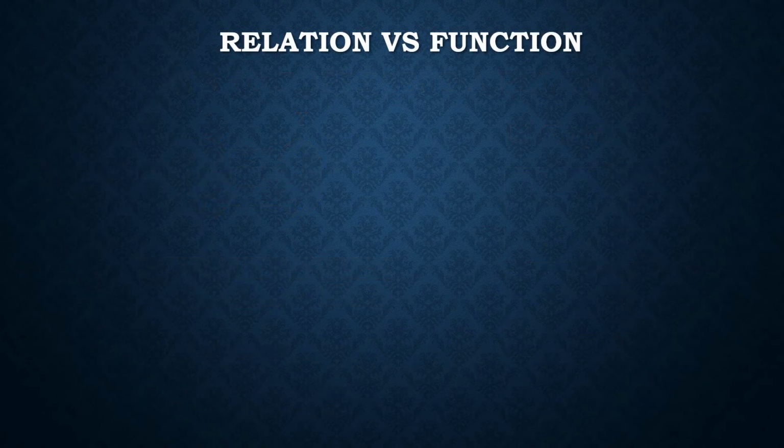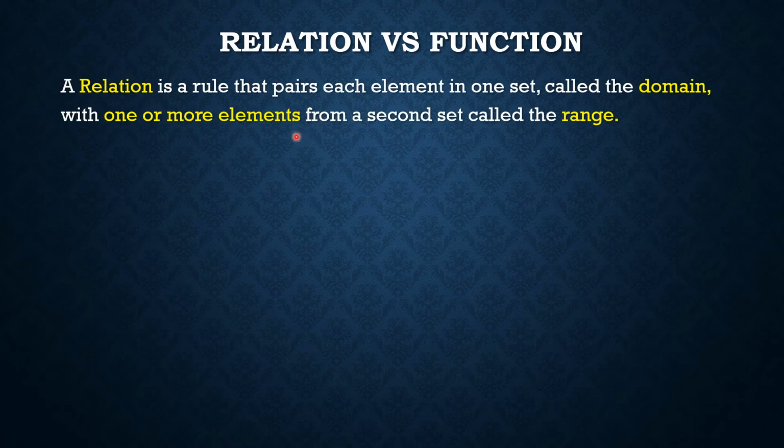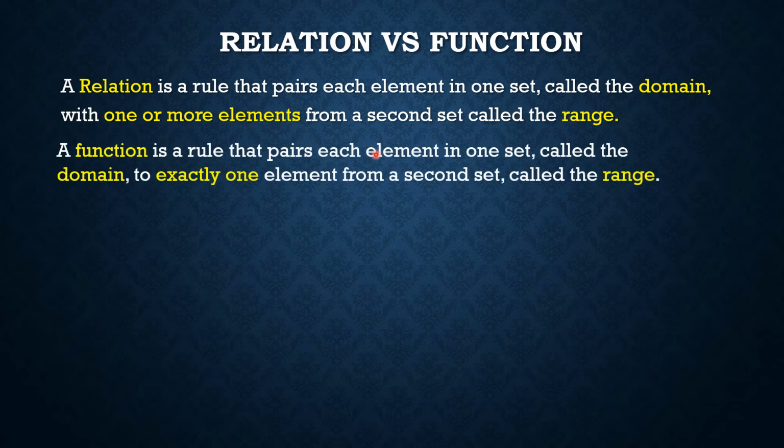Now, let's try to differentiate yung relation kay function. So by definition, ito yung ating relation, a rule that pairs each element in one set with one or more elements from a second set. By definition, ang function is a rule that pairs each element in one set, called the domain, to exactly one element from a second set, called the range.